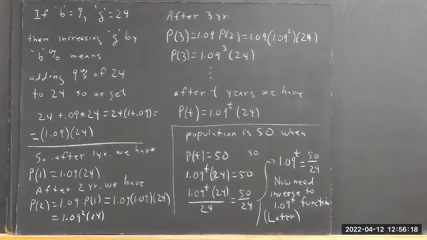Then you're going to find that t is a little over 8. If you raise 1.09 to the 8th, it's almost 2. Well, it's about 2. It's pretty close to 2. And if you raise it to like 8.3, it'll be a little more than 50 over 24. Okay.